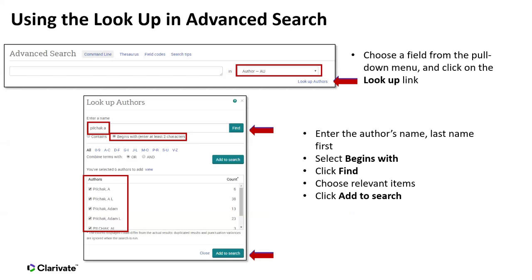Clicking the link takes you to the lookup, and in this case, we will use the author lookup to find works authored by Adam Pilchak. Additional keywords may be added to the other search rows in the advanced search to narrow the result if desired. And you can enter the author name, last name first, and select begins with. Once I have that, I can click Find, select the relevant entries, and then click Add to Search.